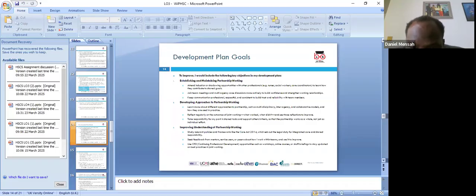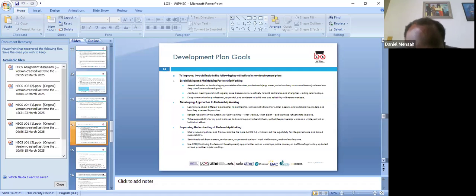Developing approaches to partnership working. Learn more about different approaches to partnership, such as multidisciplinary, interagency, and collaborative models, and how they are used in practice. Reflect regularly on outcomes of joint working. What worked, what didn't, and all that.